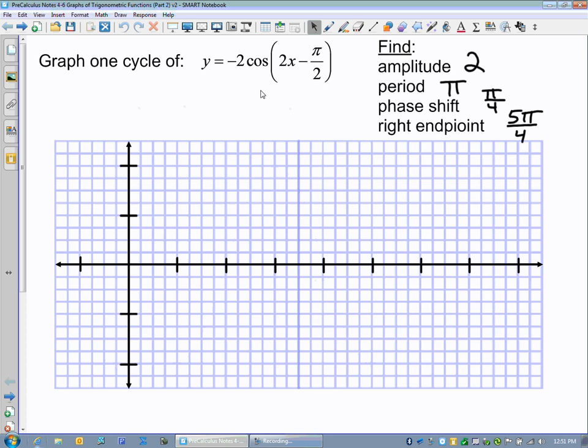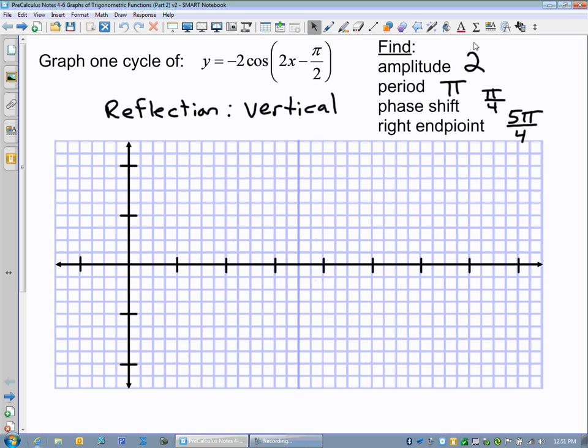One other thing you should be aware of is the negative sign outside means that there's going to be a reflection. And since we're outside of the parent function, that is going to be vertical. So there is a vertical reflection. You should note that in your side work. All right, now we should be ready to go ahead and graph this.